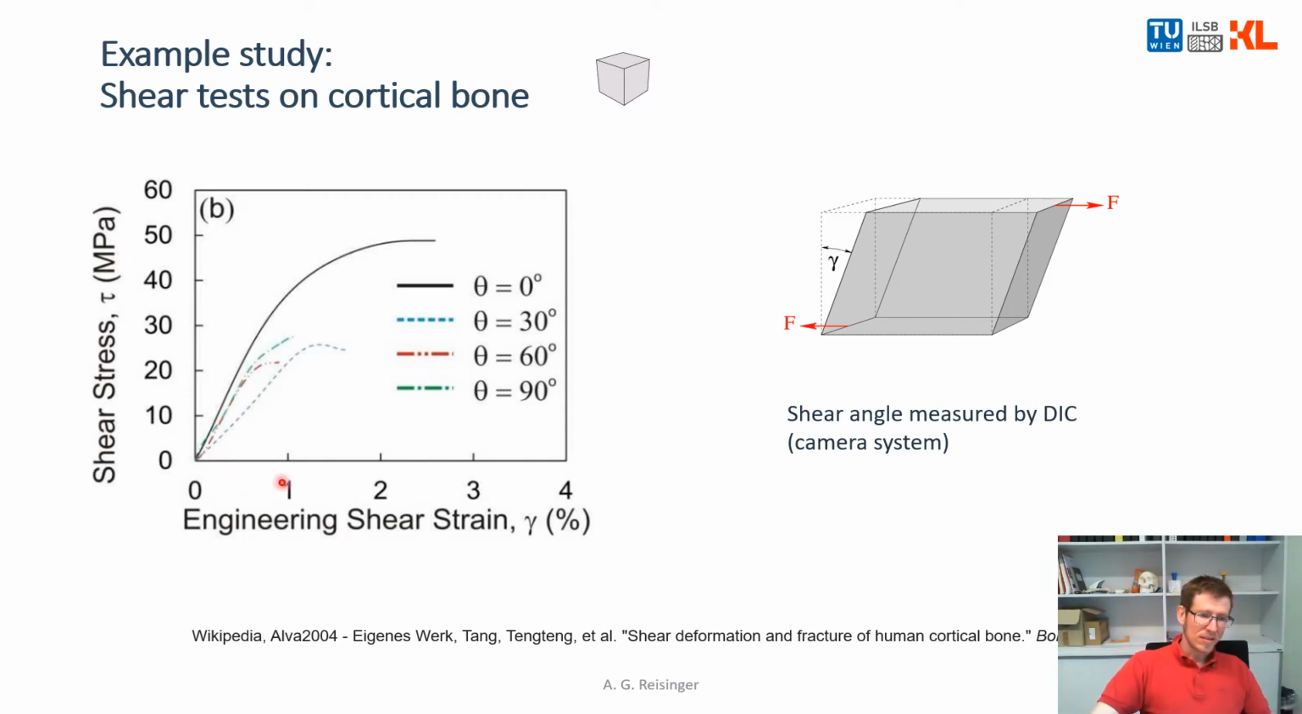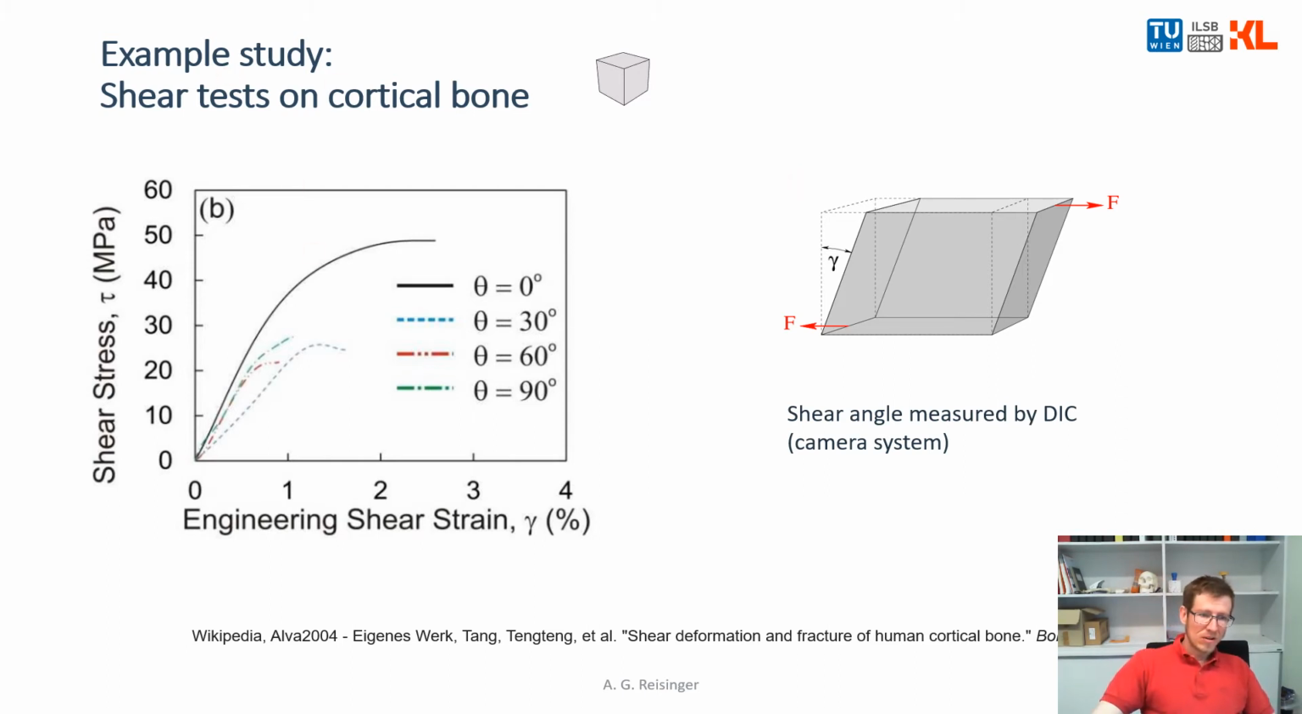And here you have the engineering shear strain expressed as the shear angle. What the shear angle is, is explained here in this sketch. This is how the sample is deforming. An angle is opening up here, and this was measured with the camera system.